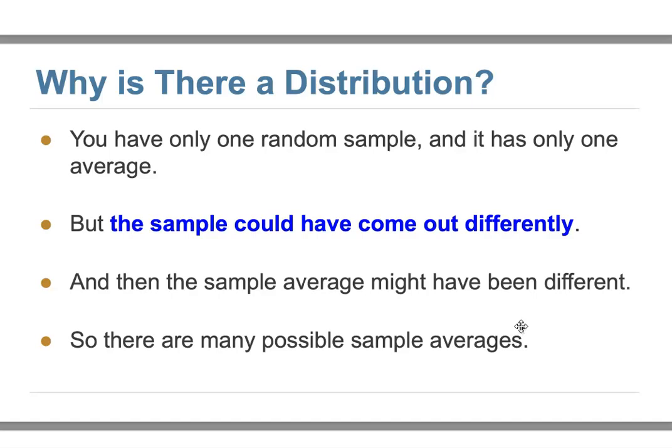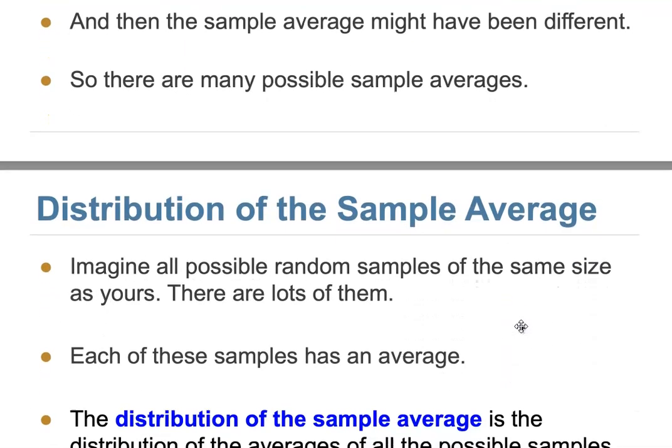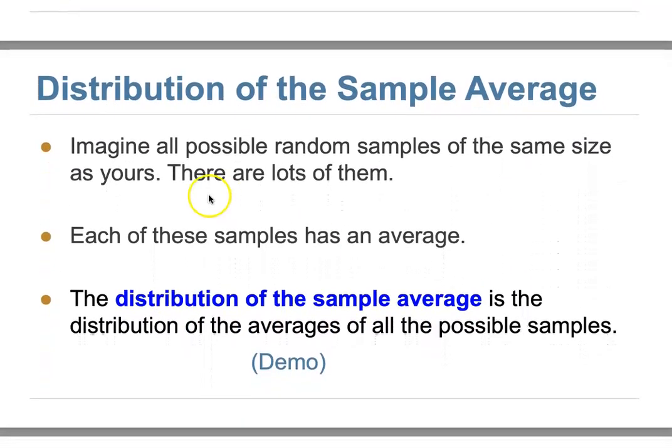From the last lecture, we did the sampling 10,000 times, and each time the sample size was 400. So we had all different sample averages, and that's why we have the distribution. The distribution of the sample average is what you get when you imagine all possible random samples of the same size. Be careful, we need the same size so that we can compare them. There are a lot of them.